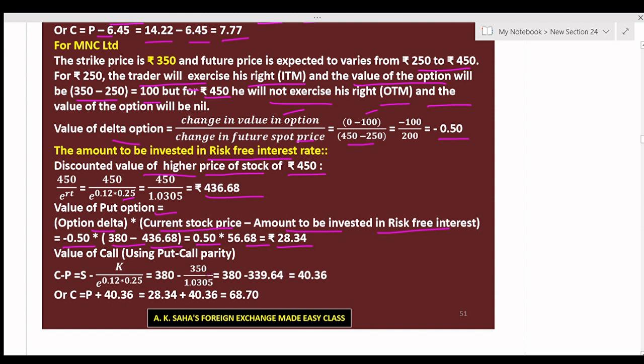And putting the values, you will find the value of the call. That is, C minus P is equal to S minus K by e to the power RT, which is equal to 380, the spot price, minus 350 by 1.0305, which is equal to 40.36. Now C is equal to P plus 40.36, that is equal to 68.70.